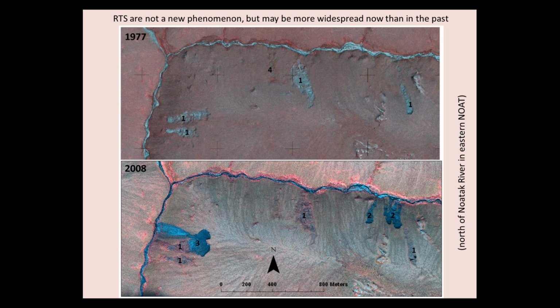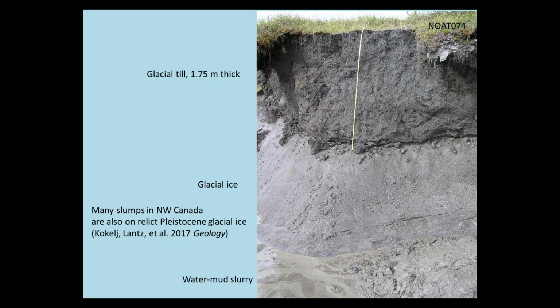Which is interesting because that indicates, and there's a big escarpment at the front of that thing, that the first time didn't get rid of all the ice, right? There was still enough for it to happen again. These multi-generational slumps are really not that unusual. They happen. A typical escarpment exposure here is glacial till, somewhere in the 1.5 to 2 meters thick, and then glacial ice underneath.